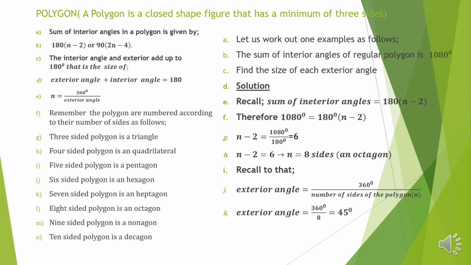If the question had gone ahead and asked about the interior angle, then you can say that the interior angle equals 180 degrees minus the exterior angle, which is 45, and therefore we get our interior angle being 135.